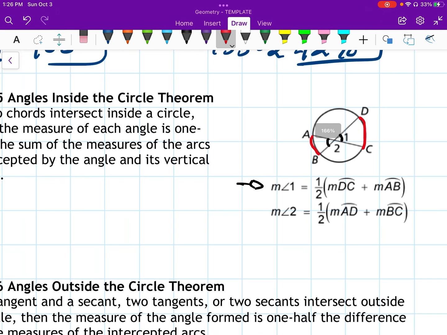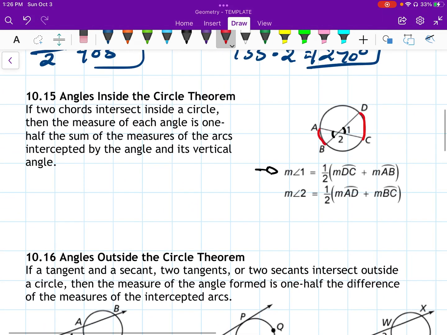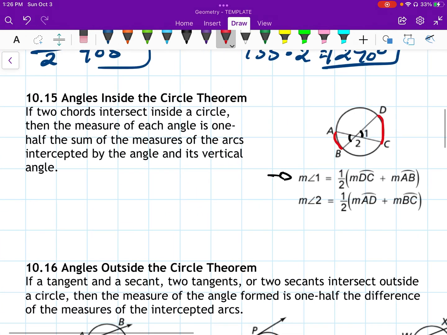So whenever we have two, what are these called? These are called chords, right? Yes. Two chords that intersect inside the circle, the angle that they make together is 1/2 of the intercepted arcs. Excuse me, it's the average of the intercepted arcs.